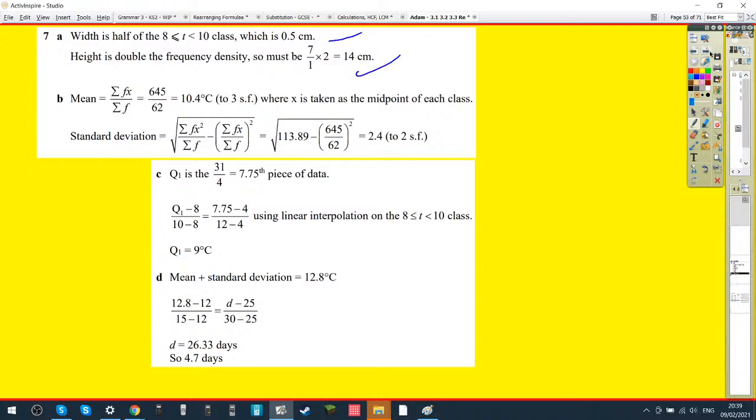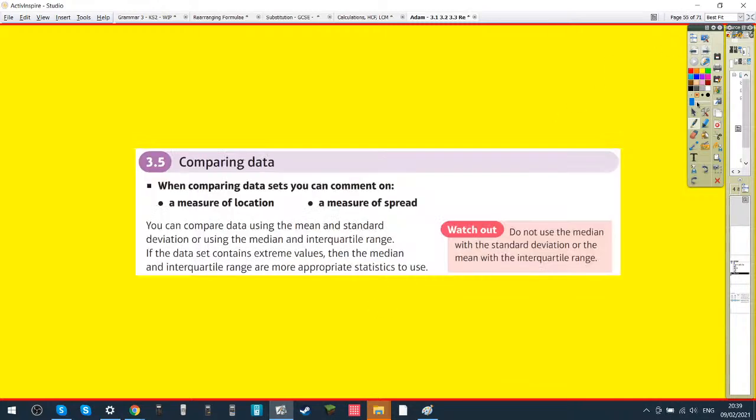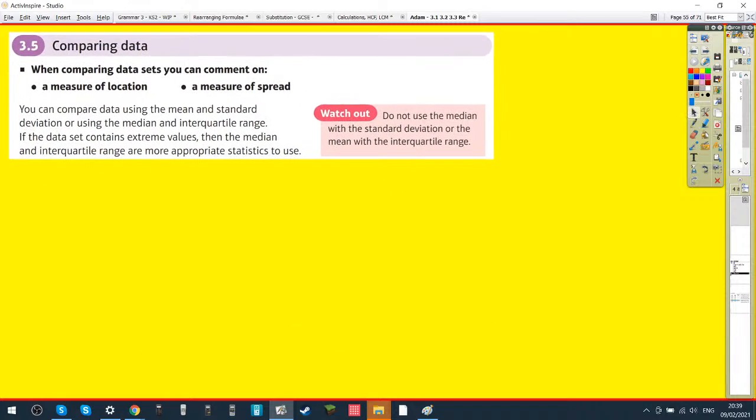14 and a half. Okay, histograms. Probably a half. So I think we got there in the end. Okay, comparing data.